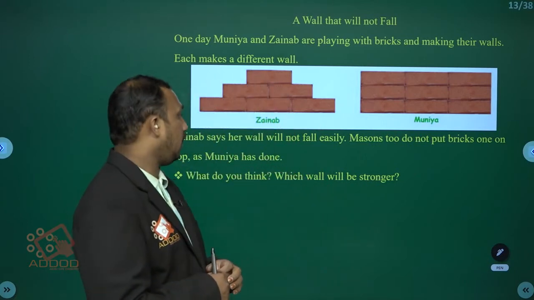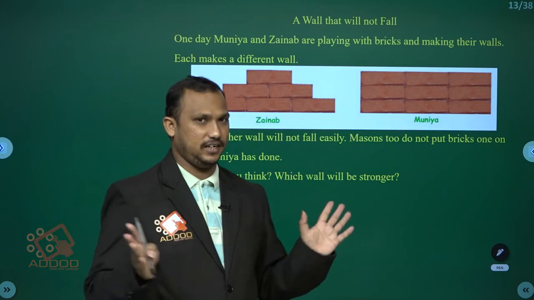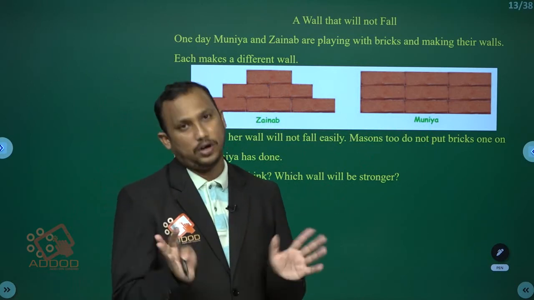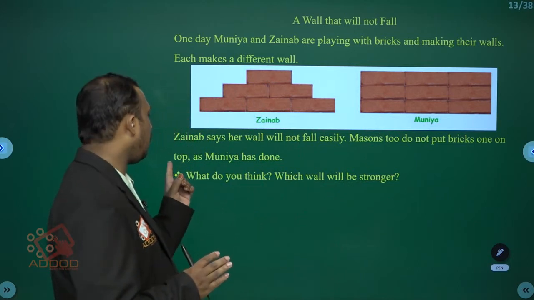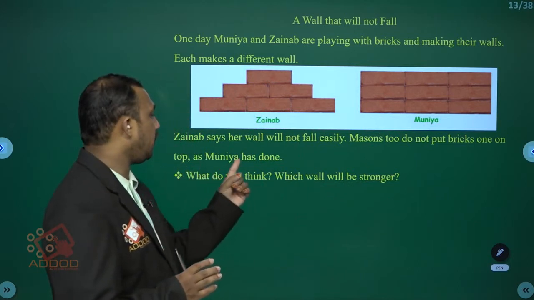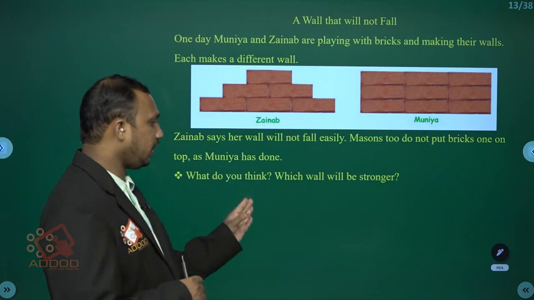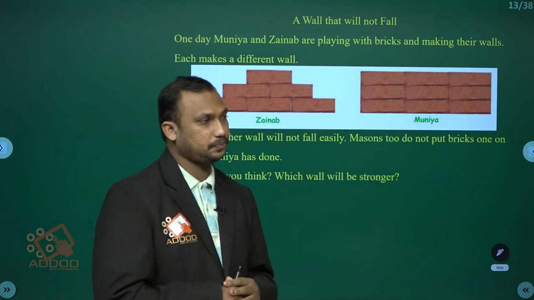Zainab says her wall will not fall easily. Yeah, it will fall, but not fall easily. Masons do not put a brick one on top, as Munaya has done. What do you think? Which wall will be strong?